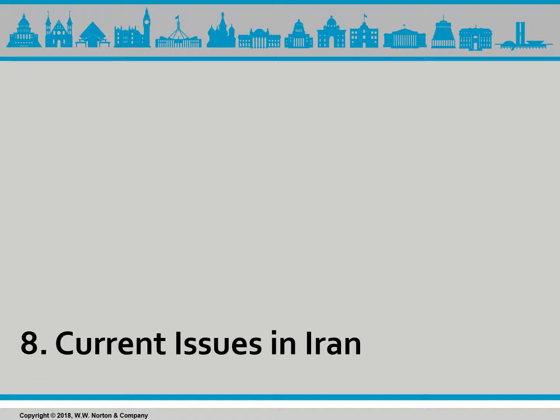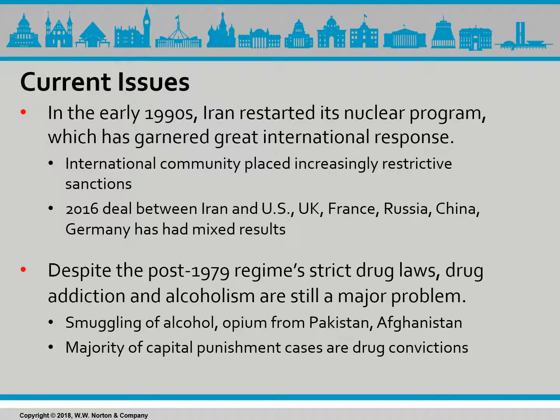So, some current issues in Iran itself. As early as the 1990s, Iran restarted its nuclear program, which garnered great international response. The United States and Western Europe were very upset. The international community placed increasingly restrictive sanctions. But again, back to the deal between Iran and the United States, the United Kingdom, France, Russia, China, and Germany, it all had mixed results. Of course, the United States has backed out of that particular agreement.